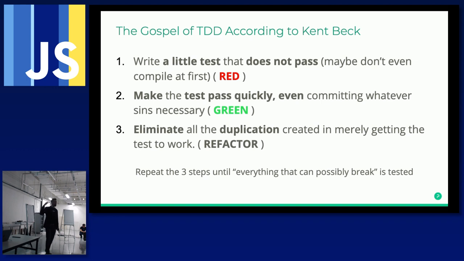Then we have to make the test pass as quickly as possible. Even if we have to write messy code or commit a sin, we just have to make it pass. That's it. This is the green state. After that, once it's passing in green, we eliminate the duplication and we rewrite the code to make it nice and clean. This is called refactoring. And then we repeat these steps over and over until we arrive at a satisfactory result.